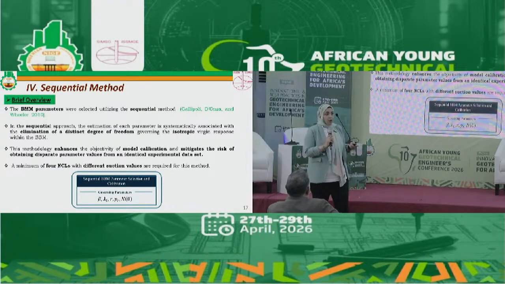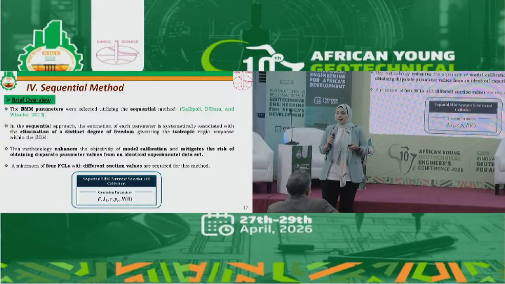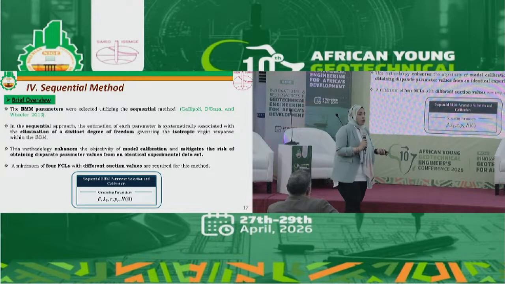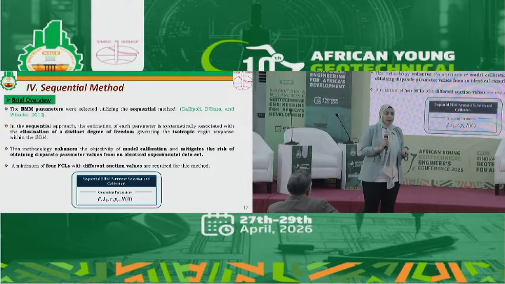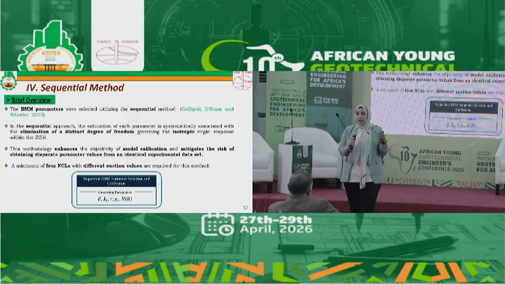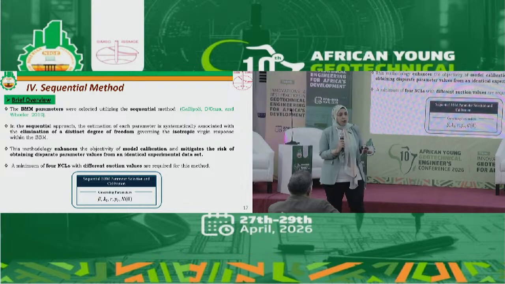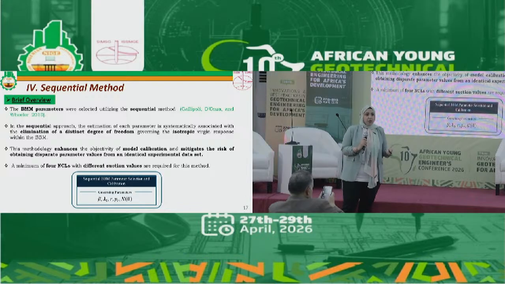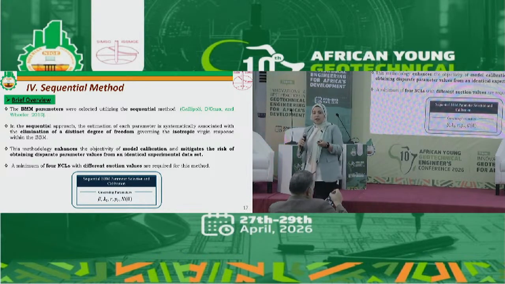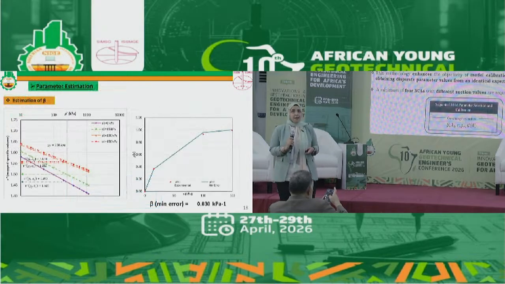Okay, afterwards, once I prepared my data, so I can determine the parameters, I used something called the sequential method. In the sequential method, I select the main parameters of the Barcelona basic model one by one, but I don't put weight on a certain value. All I need for the sequential method is 4 tests with different suction values, and that's what I did in the previous step.